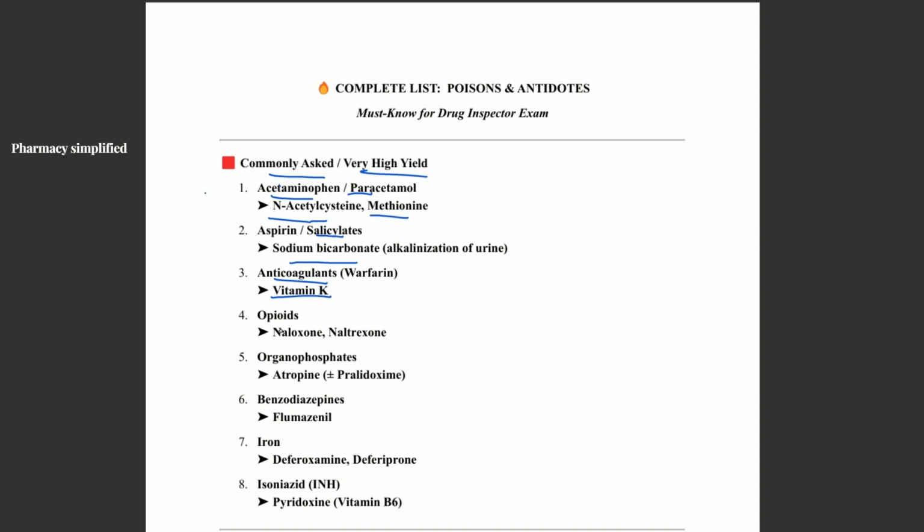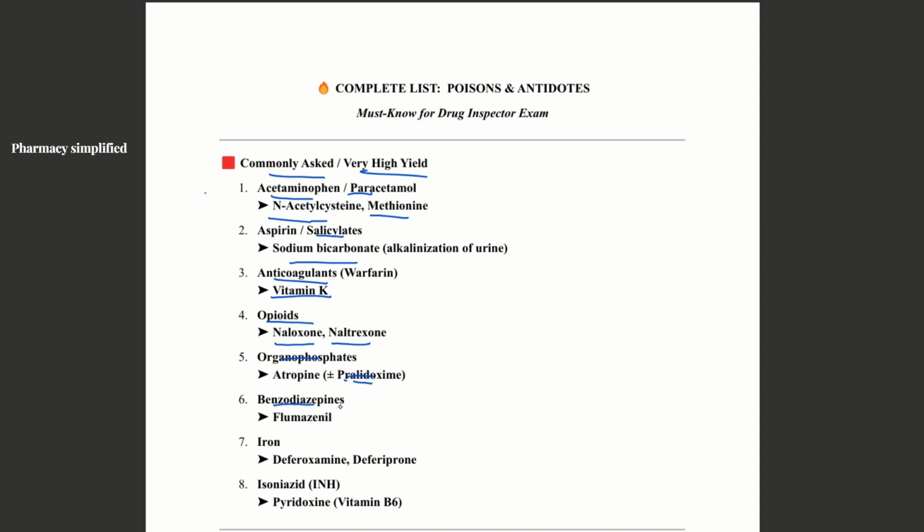Then next, for opioid poisoning, we use naloxone and naltrexone. Opioids mainly cause respiratory depression. For this, we use naloxone and naltrexone. So we can say OP-NANA. Next, organophosphate. For organophosphate poisoning, we use atropine, with or without pralidoxime.